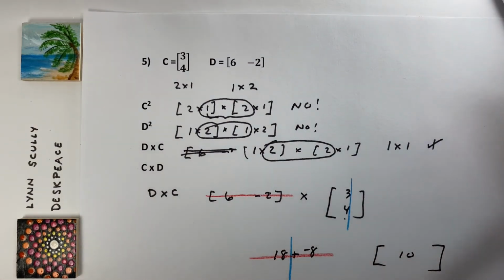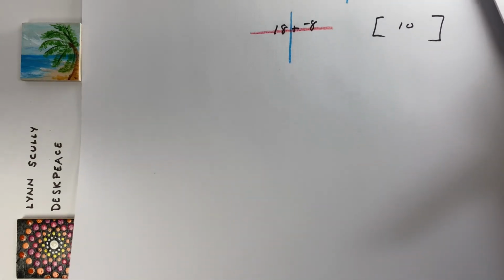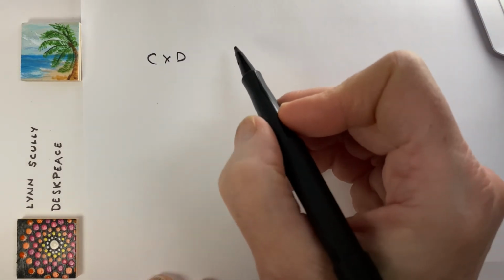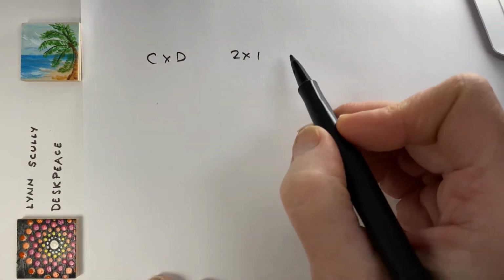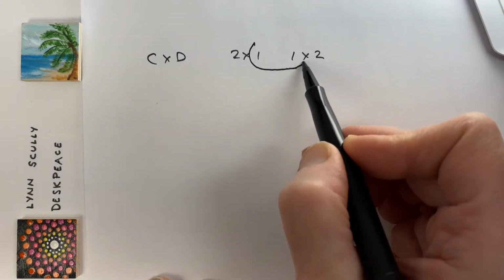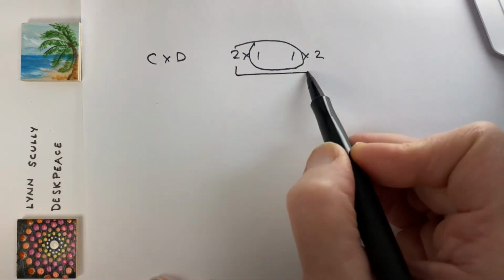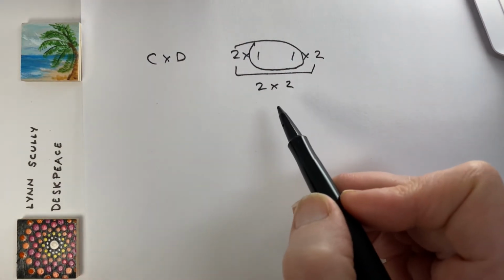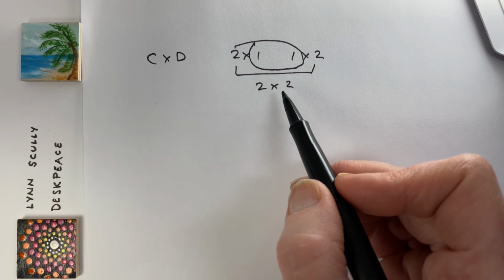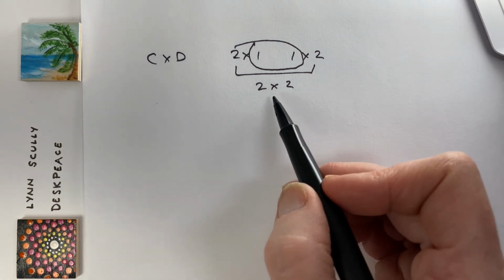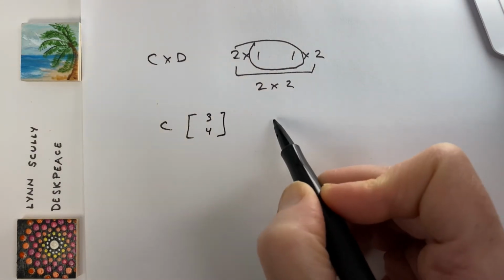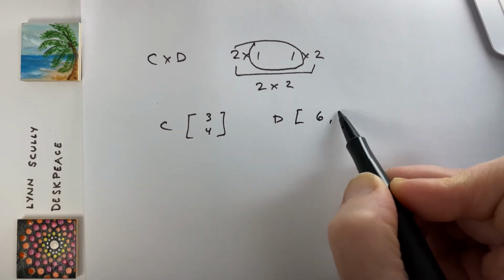Now I'm going to come down here and do C times D. So I'm going to write it again. To investigate C times D: C was a 2 by 1 matrix and D was a 1 by 2 matrix. So first investigate. Do these guys match? They do. So my resultant matrix is going to be a 2 by 2. So the order changes everything. When we did D times C, we got a 1 by 1 matrix, but C times D is giving us a 2 by 2. So C is 3, 4, and D is 6, -2.